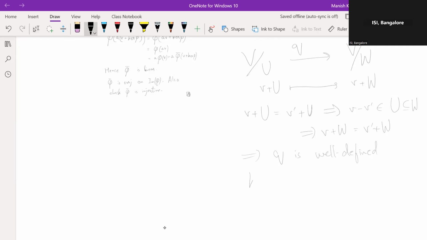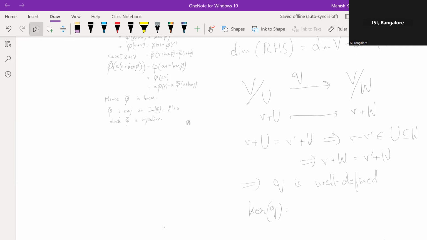And what is the kernel of Q? The kernel of Q means those elements which go to the zero element of V mod W. What is the zero element of V mod W?